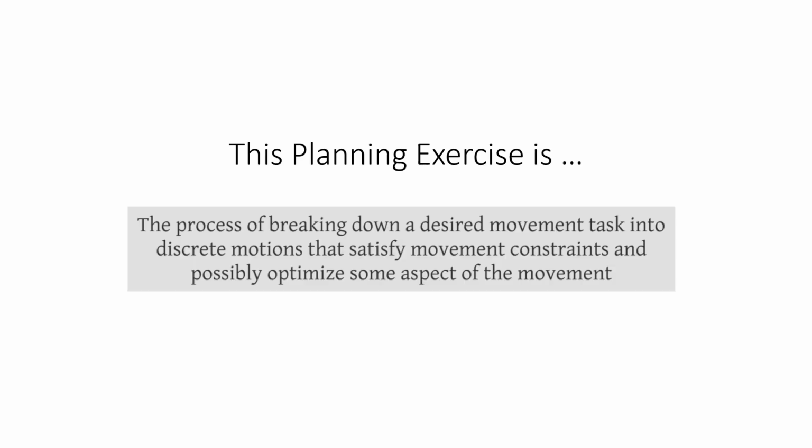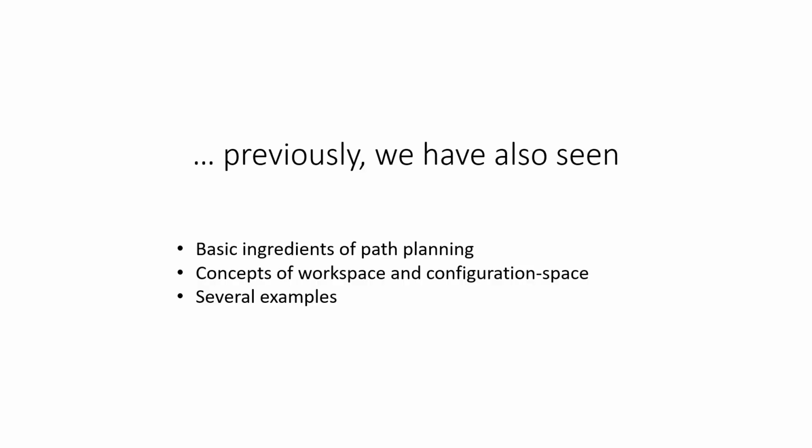Last time, we identified that this planning exercise is actually the process of breaking down the desired movement into what? Into a discrete set of motions. And in that quest, we will make sure that we satisfy movement constraints and we possibly try to optimize time, energy, or some other aspects of the movement. We have previously seen what the basic ingredients of path planning are, what is meant by states, actions, plan, the criteria, and if there are certain constraints, how to fulfill those.